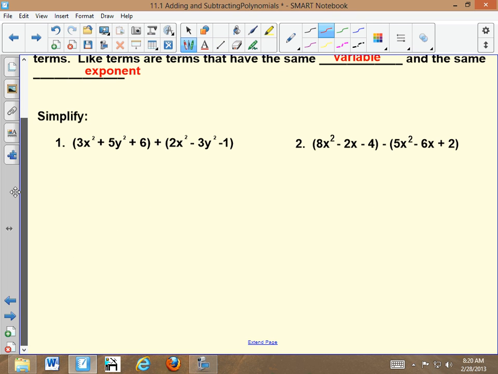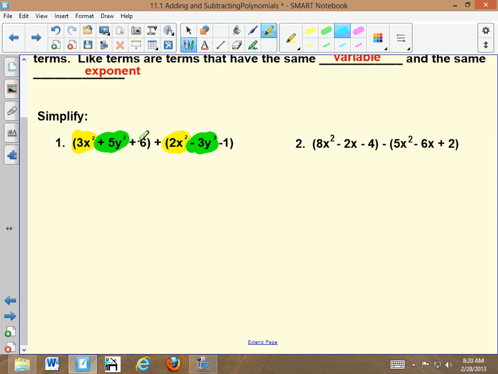So here we go. Now, what I'm going to do is, this is 3x squared. Do I have an x squared over here? Yeah, I have a 2x squared over here. So those can be combined. This one is y squared. Do I have a y squared over here? So that can be combined. This one is just a number. Do I have just a number over here? So that can be combined.